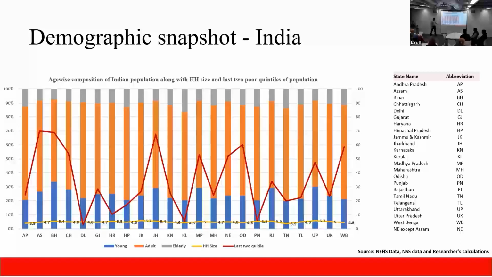And even this yellow line is indicating the household size, where there is also a variation. On average, the Indian household size is around 4.8 as per the census 2011, but there is also wide variation. Like in Jharkhand, it's around 5.4. In Jammu and Kashmir, it's around 5.7. But if you see a state like Tamil Nadu, it's around 3.7.